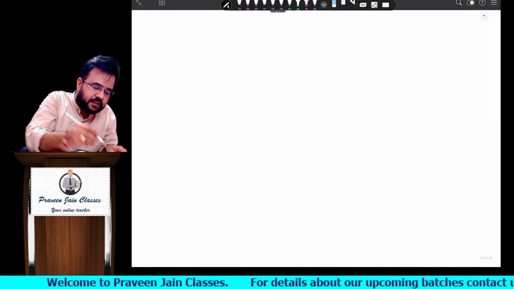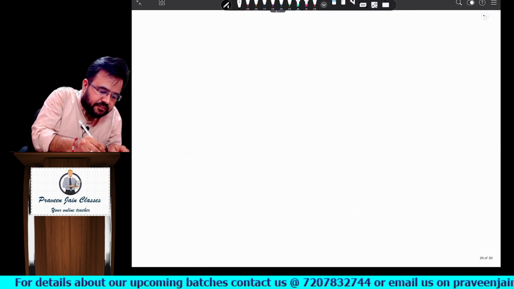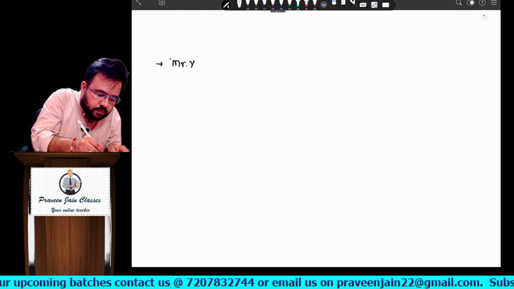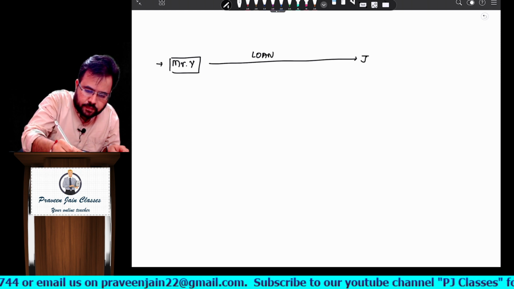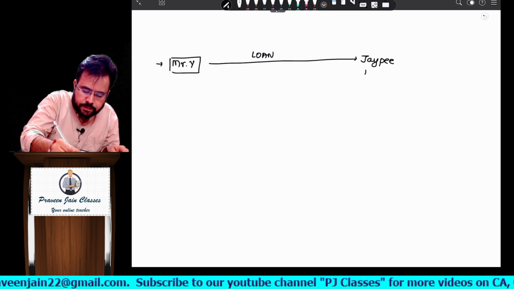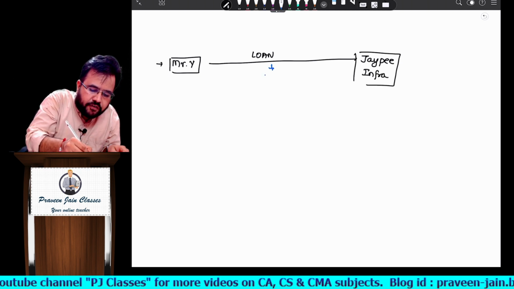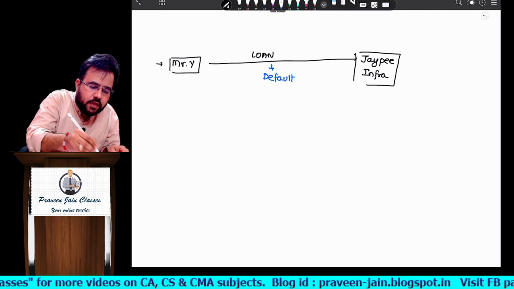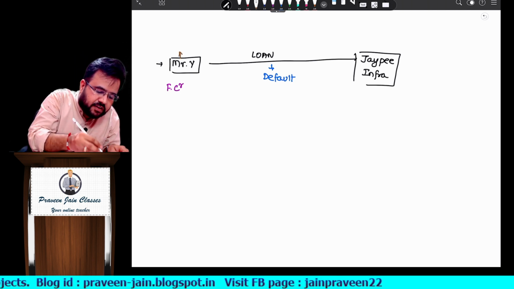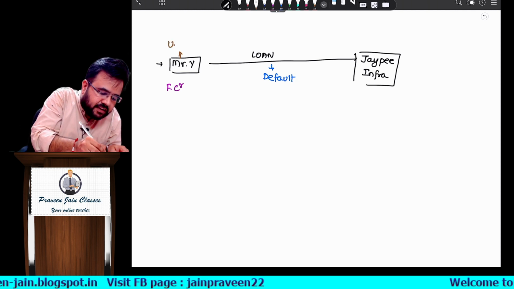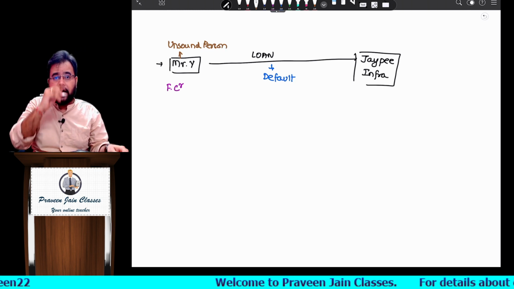Now say for example, sir, that's the reason I have taken the example of these people also, Mr. X and Mr. Y. Now say for example, Mr. X, sir, he has given loan to JP Infra. And JP Infra has defaulted this loan. So obviously Mr. X is a financial creditor. But point is today Mr. Y cannot initiate CIRP proceedings. Reason being he is an unsound person.